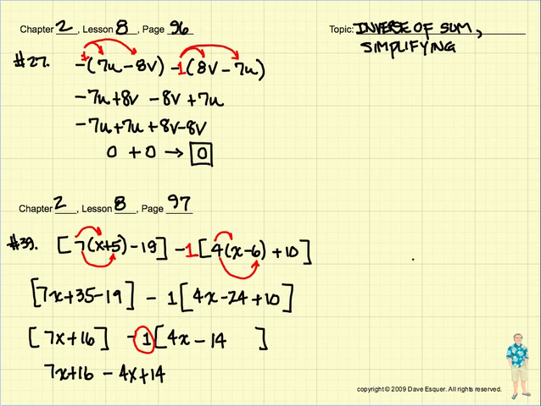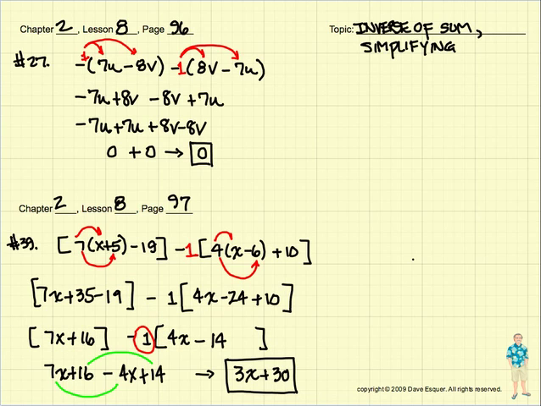So now we have things that perhaps we can combine in one last part, and hopefully we'll be all done. So let's do the x's first. We have 7x take away 4x, so that gives us 3x. We have 16 plus 14, which is 30, so our final answer turns out to be 3x plus 30.